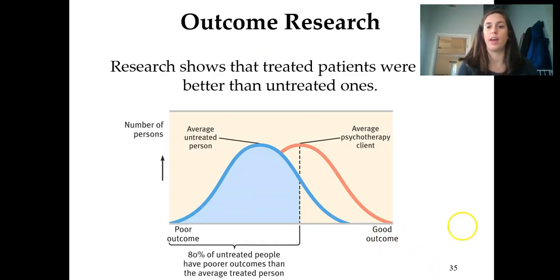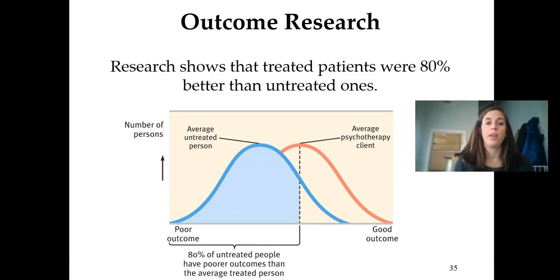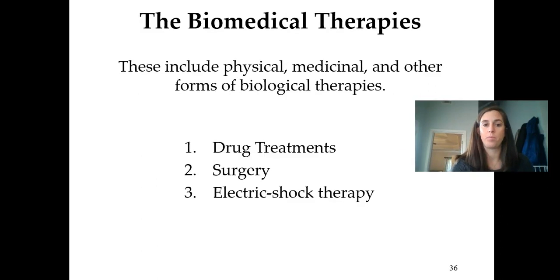And this is just saying that, in general, people that actually go and get treatment were 80% better than untreated ones. The hardest part is getting people in the door. If they're struggling, it's that choice of kind of laying down your pride and going to get help. Okay?